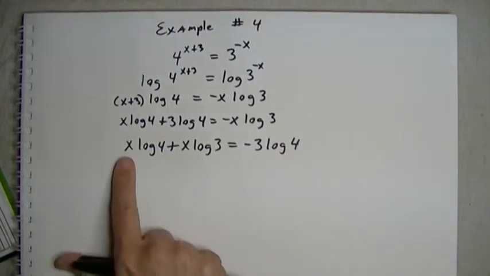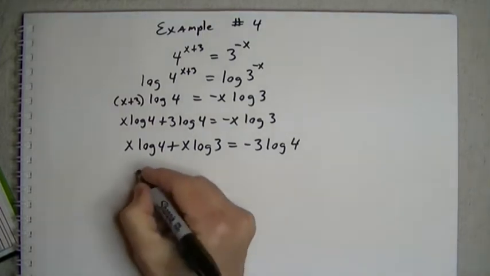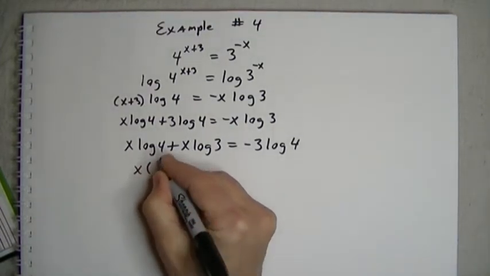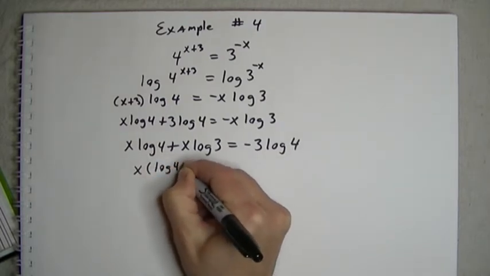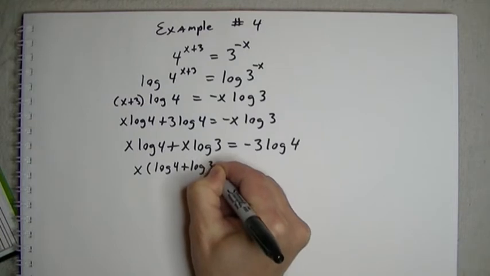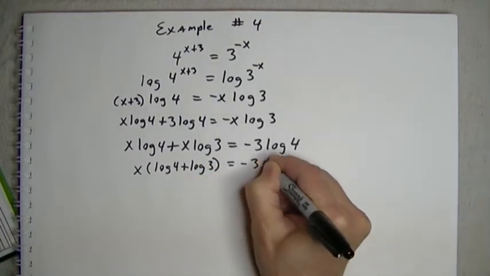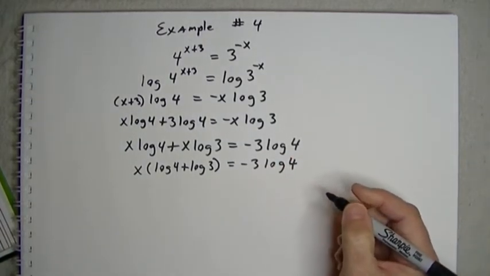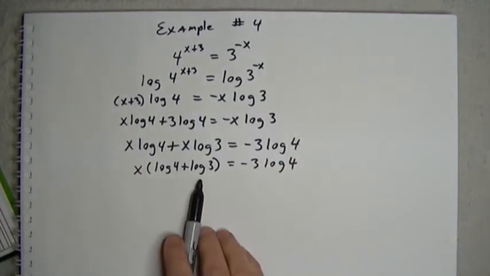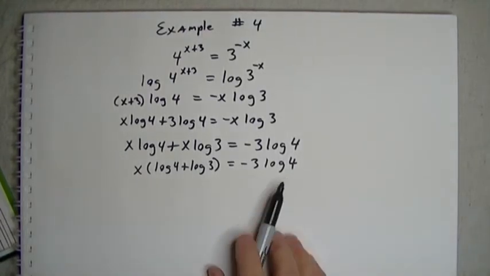Okay, now I've got an x here and an x here. That's a common factor. I can factor the x back out. X times log 4 plus log 3 is equal to negative 3 log 4. Take a deep breath. We are almost there. All I have to do now is divide out this log 4 plus log 3. So if I divide it on this side, I got to divide it on this side.